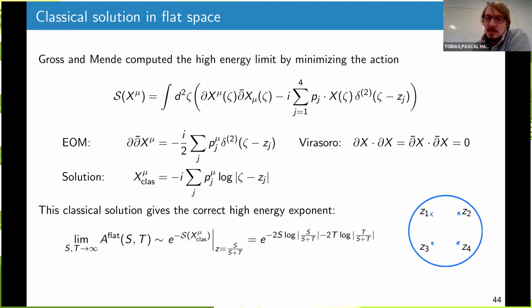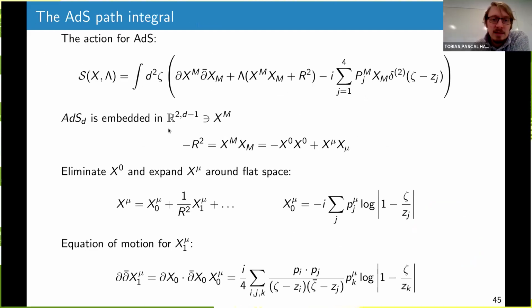To generalize this to AdS, we considered this action. It's just a very slight generalization. The x's are now in embedding space for AdS, so it's R to the 2, d minus 1, a d plus 1 dimensional space. And this term with this Lagrange multiplier lambda ensures that we are on AdS, so it ensures that x squared equals minus R squared.